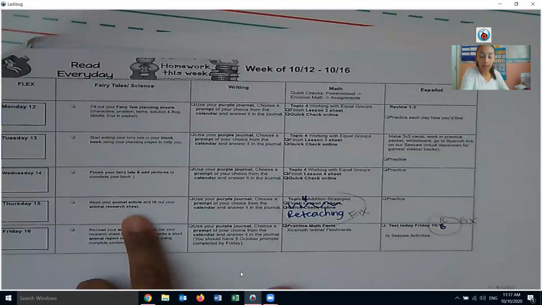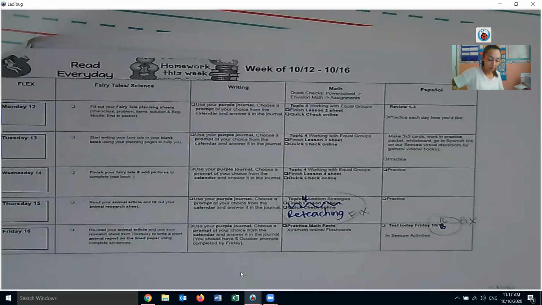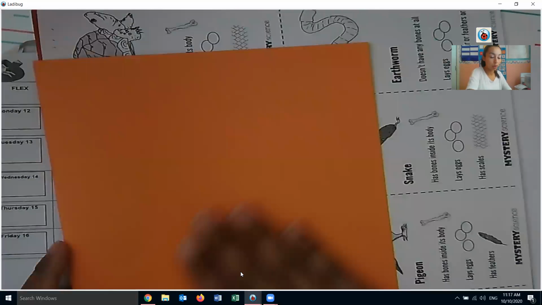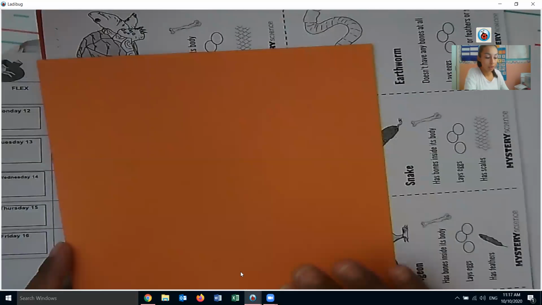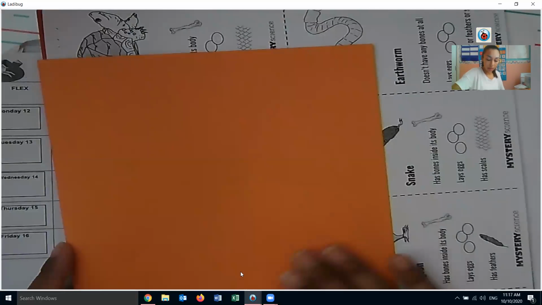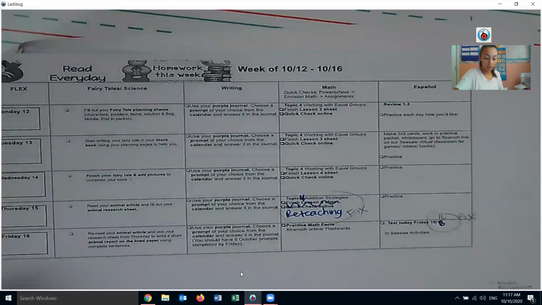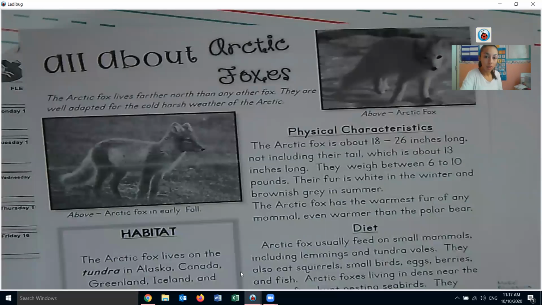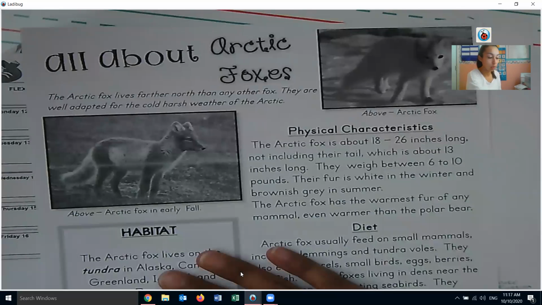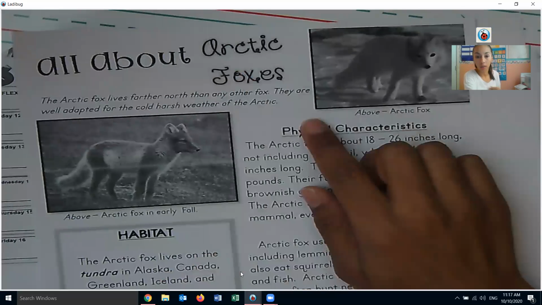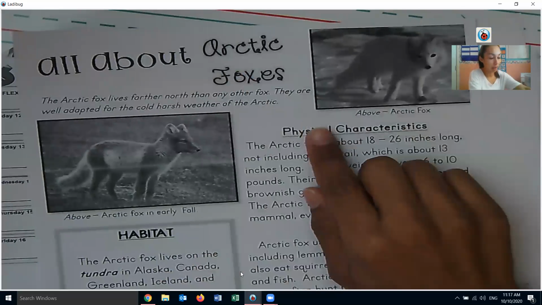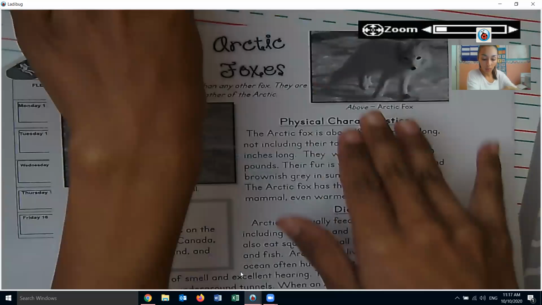And then the last piece is science. Today's science, everybody has it in an orange piece of paper with all of your science materials. One of the materials you needed was an article. It looks similar to this, but yours will be different. Mine is the Arctic fox, so that's the animal I have. This is what we're doing today.